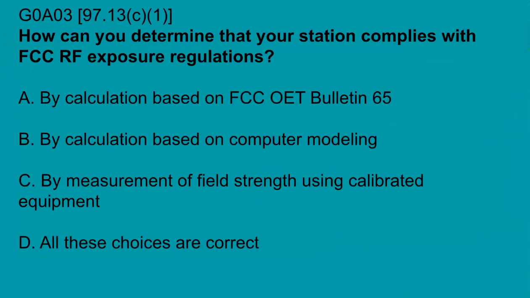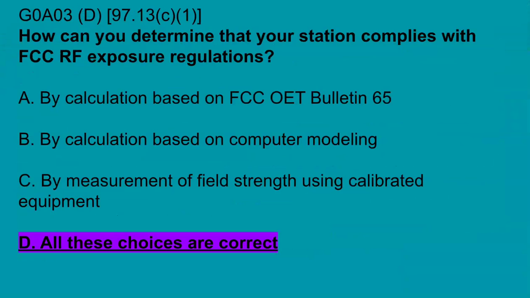G0A03, how can you determine that your station complies with the FCC RF exposure regulations? This is another one where all of these choices are correct: by calculations based on FCC OET Bulletin 65, by calculation based on computer modeling, or by measurement of field strength using calibrated equipment.